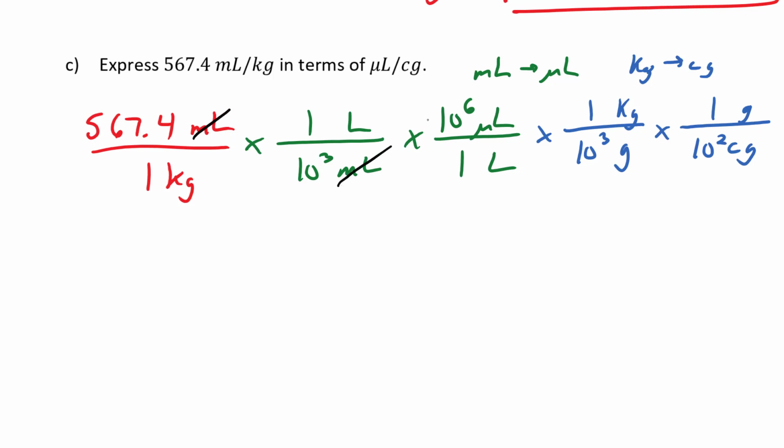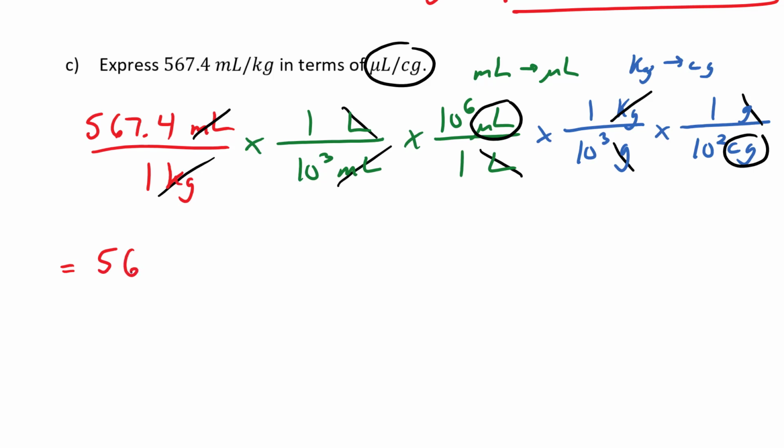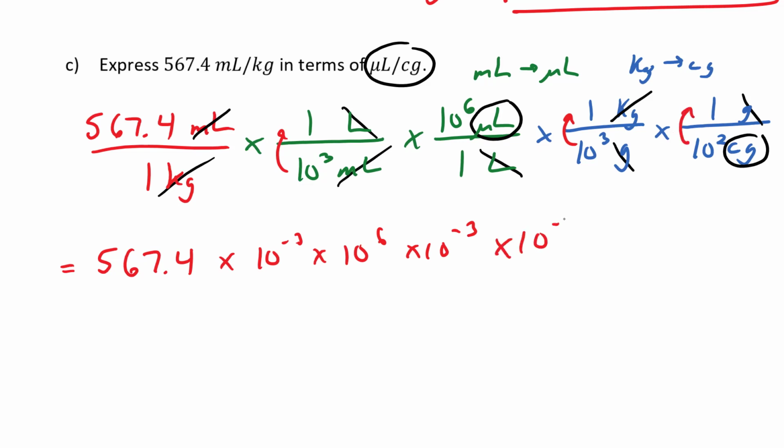Milliliters cancels milliliters. Liters cancels liters. Kilograms cancels kilograms. Grams cancels grams. Microliters divided by centigrams, exactly what was asked for. Giving me 567.4. This comes up to the top. 10 to the minus 3 times 10 to the 6 comes up to the top, times 10 to the minus 3 comes up to the top, times 10 to the minus 2. Units, microliters per centigram.